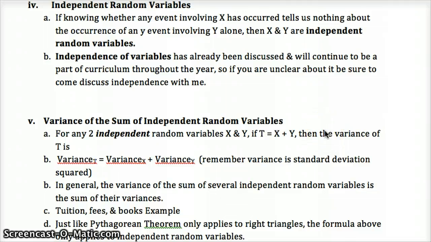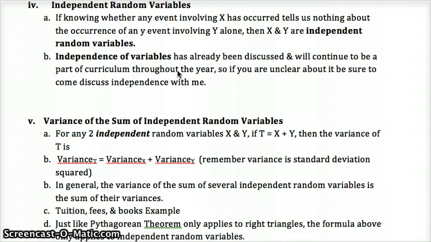Okay, independent random variables, this is just the same as we went over in Chapter 5, that any event involving x doesn't have any effect on the probability of y occurring. So they're independent random variables. So this will continue to be a big part of the curriculum, so make sure if you're still having trouble with independence, you talk to me. Remember, it's the idea that the probability of an event is the same regardless of whether a second event has occurred. That's the mathematical definition we gave it.